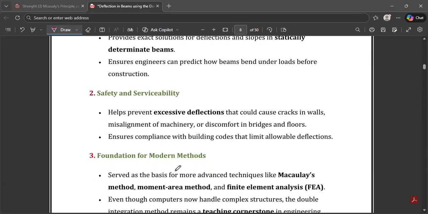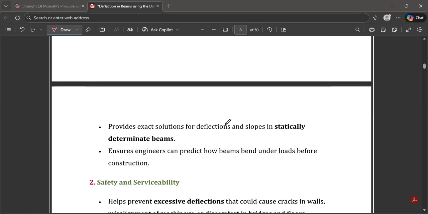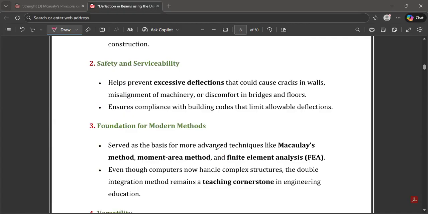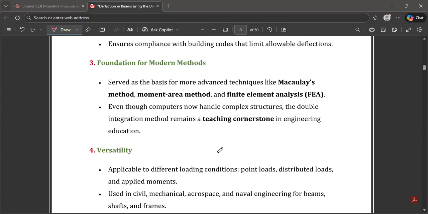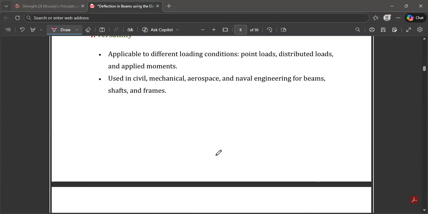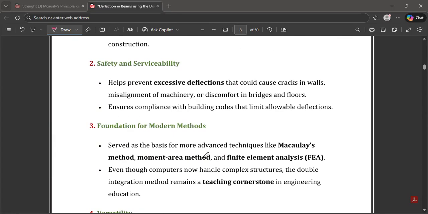Two, safety and serviceability. It helps limit excessive deflection. These are all the contributions, grouped into safety, analytical precision, foundation of other methods, versatility, and I think that is all. Okay. So we just want to look at a few of them and then we proceed to our calculation.